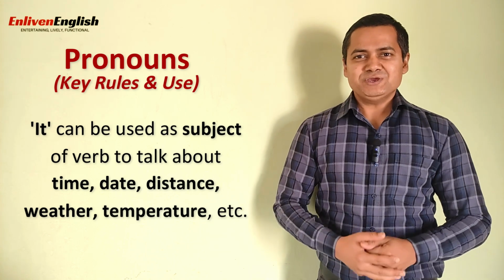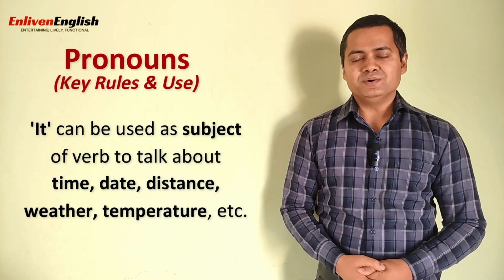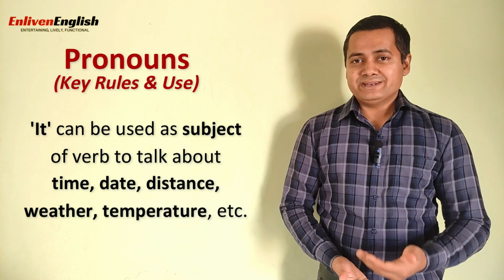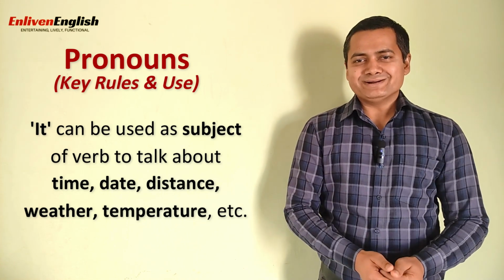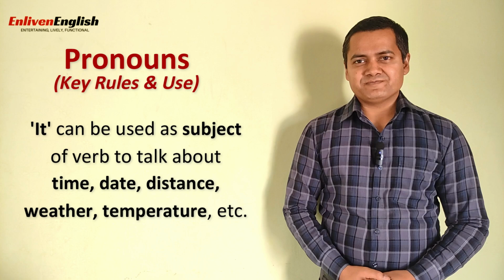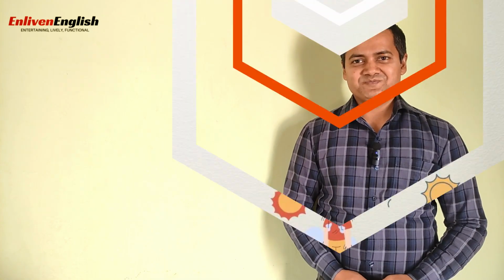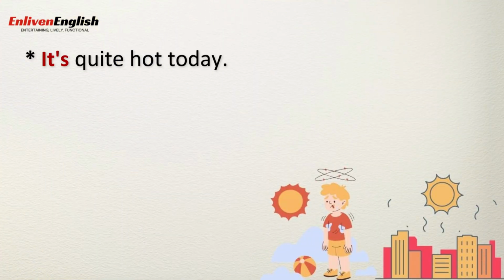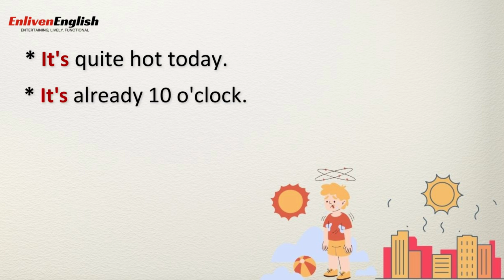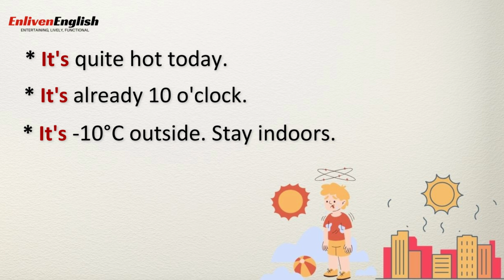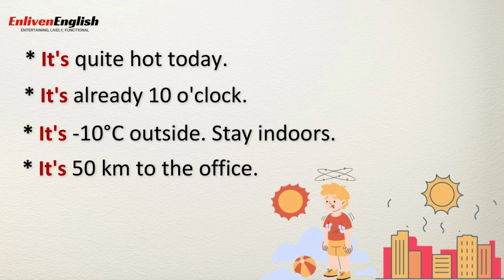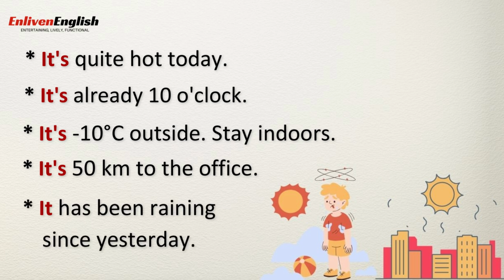It can also be used as the subject of a verb to talk about time, date, distance, weather, temperature, etc. For example, it's quite hot today. It's already 10 o'clock. It's minus 10 degrees Celsius outside. Stay indoors. It's 50 kilometers to the office. It has been raining since yesterday.